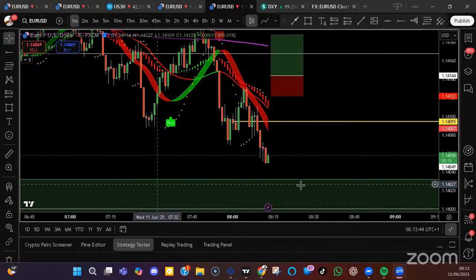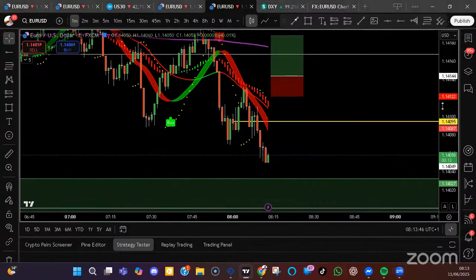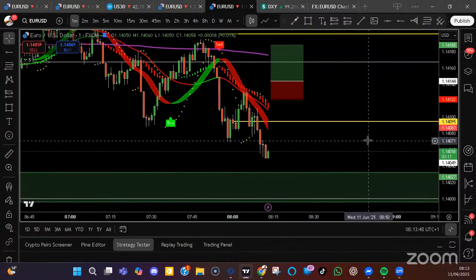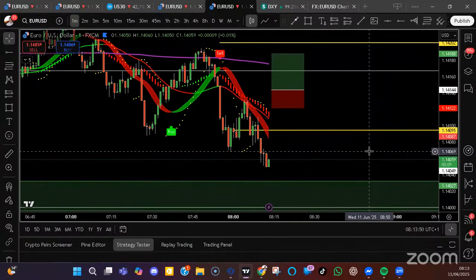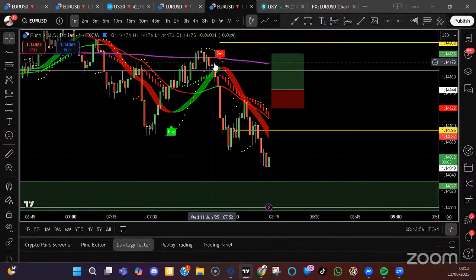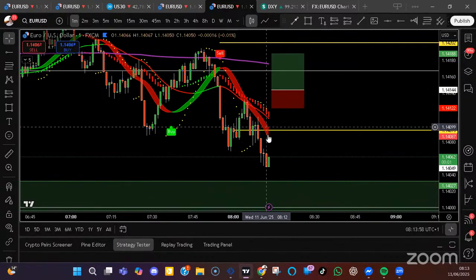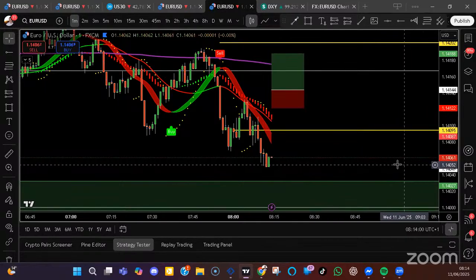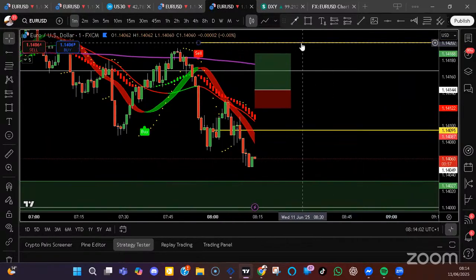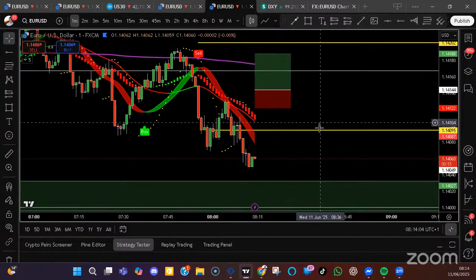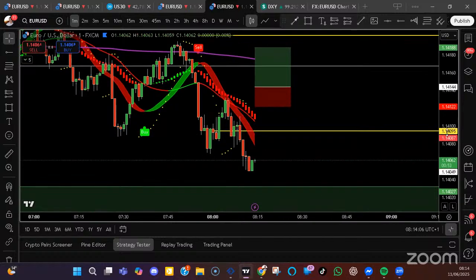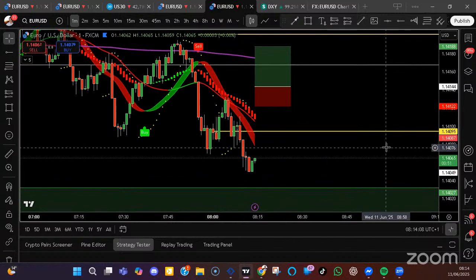We're looking at the EUR USD on the 1 minute time frame, following the Academy 55 indicators and the strategy. I've already marked up a sell zone and a buy zone. Did I say it was Wednesday, the 11th of June?